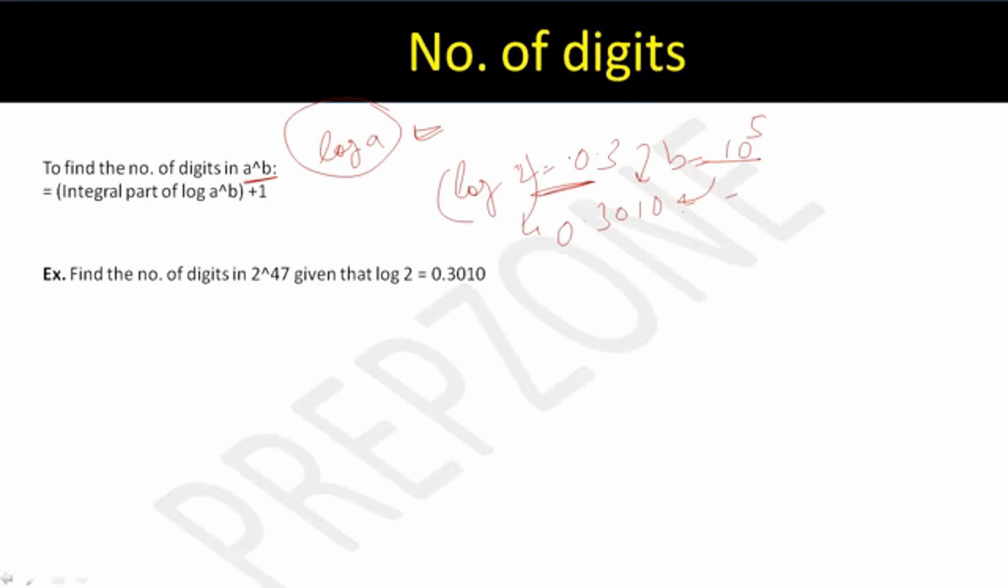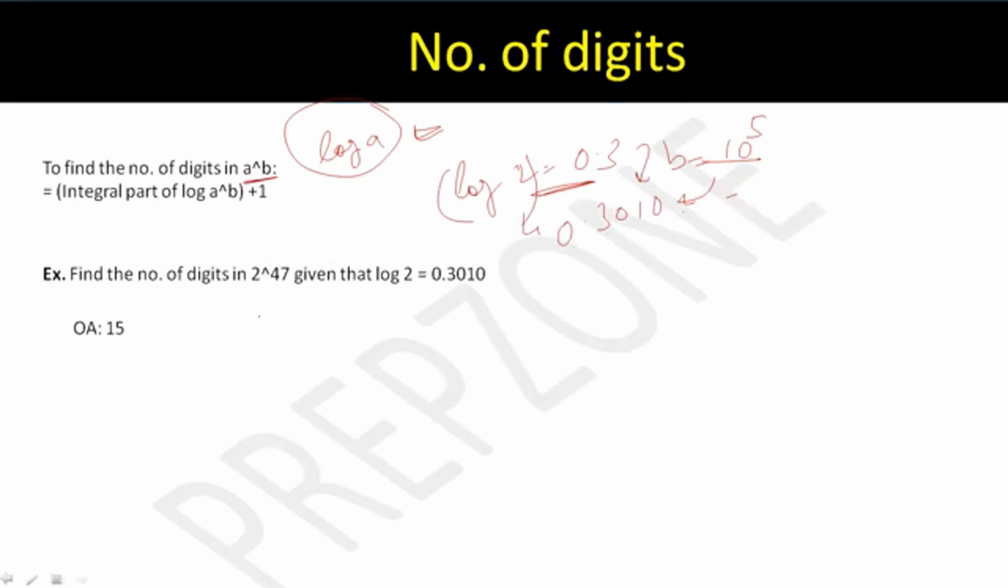Find the number of digits in 2 to the power 47 given that log 2 is 0.3010. Yeah guys, solve this. It shouldn't take much time. It's a 10-second question. Just a very direct application of what we just learned. Perfect guys. The answer is 15. You all are absolutely correct. It was very simple, right?